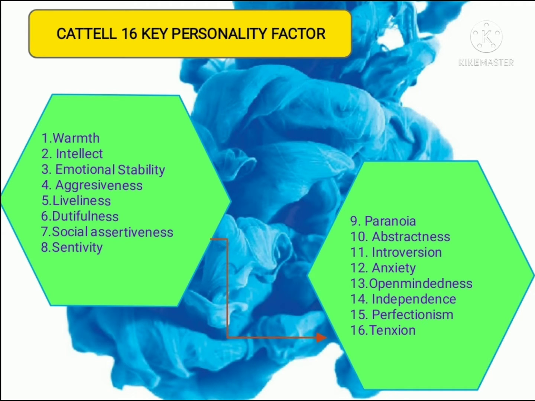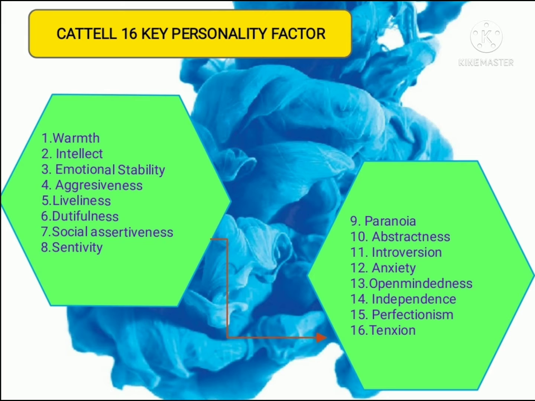The 16 primary factors of personality as described by Cattell's personality theory are as follows: warmth, reasoning, emotional stability, dominance, liveliness, rule consciousness, social boldness, sensitivity, vigilance, abstractedness, privateness, apprehension, openness to change, self-reliance, perfectionism, and tension.